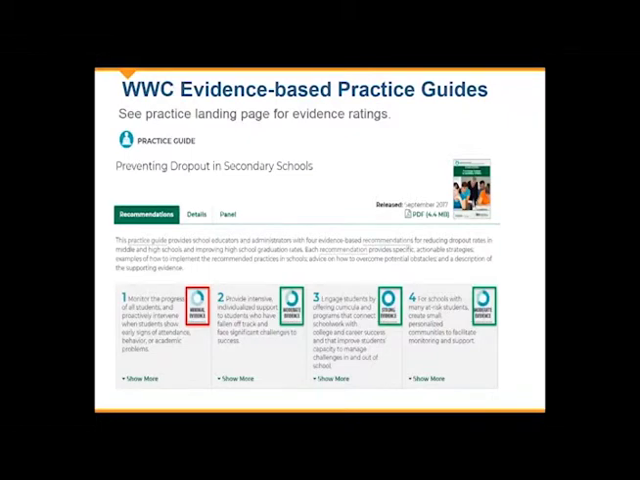For instance, if we select Preventing Dropout in Secondary Schools, all of the practice guides will look just like this. In the right-hand corner, there'll be a PDF that you can download for the entire practice guide to read through, but the recommendations will be right here on the front page. It will show you if it is minimal, moderate, or strong evidence. Minimal evidence would be considered tier 3 or promising, moderate evidence tier 2, and strong evidence tier 1.